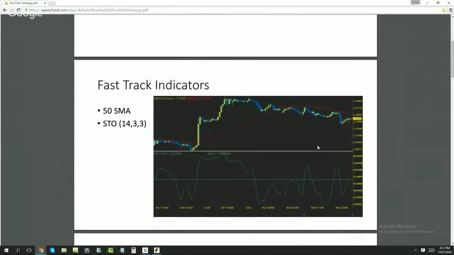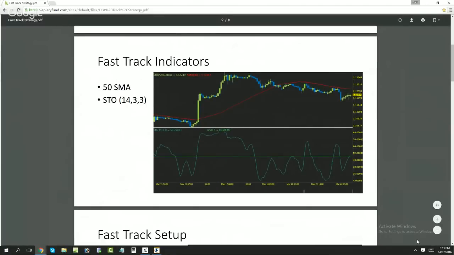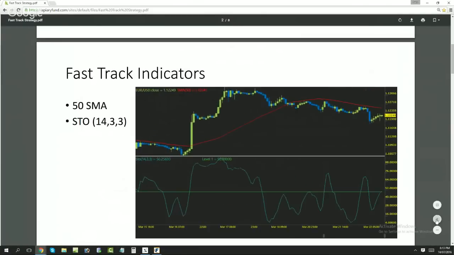Hopefully you can, oh, Lucian, you're here. Brilliant. Look, I'm doing a strategy for you, mate. Right, let's zoom in here a little bit.